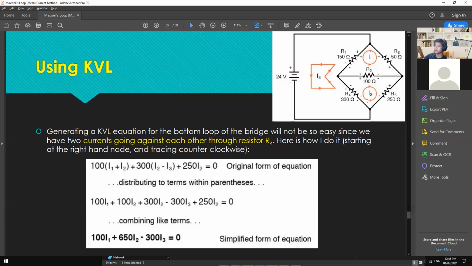And then we have here positive 300, multiplied to I2 minus I3. So why minus? Since again, we have a contradicting flow of current. So we have negative positive and then positive negative. And then in here we have positive R5, which is 250 times I sub 2.